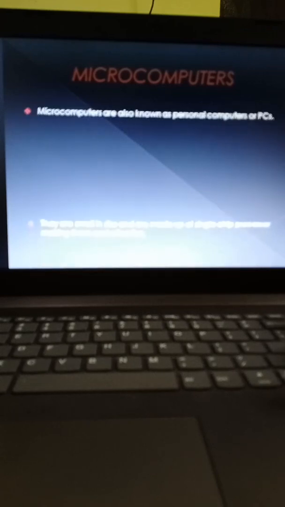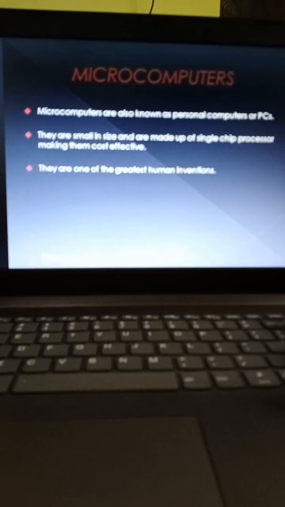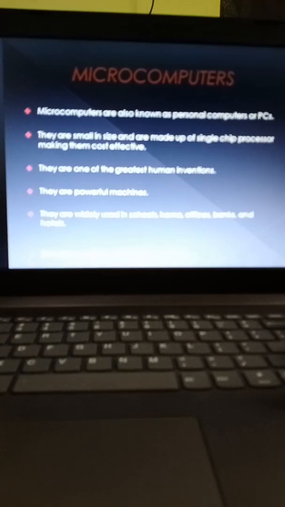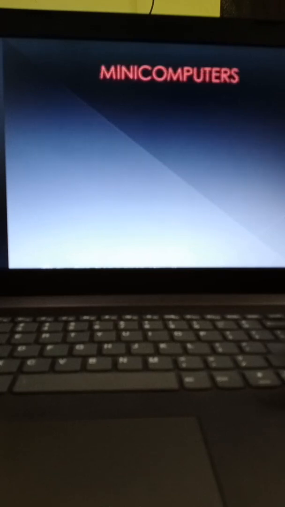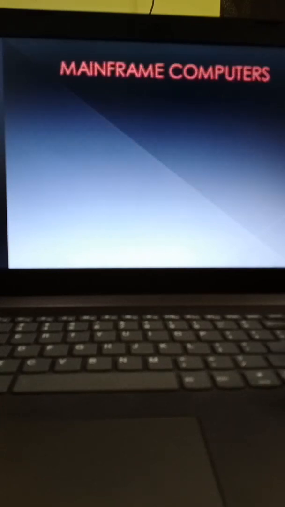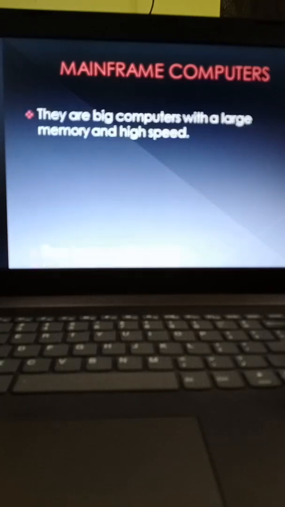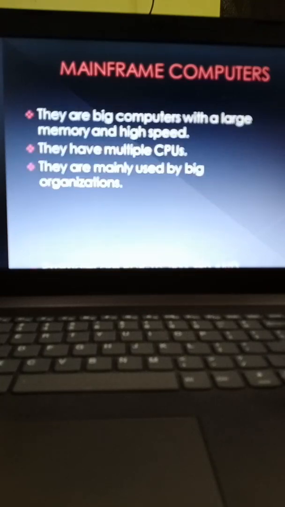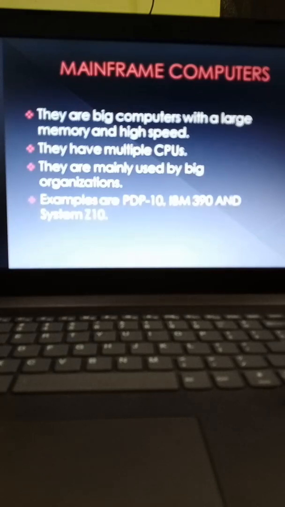So, microcomputers, their features, examples are C64, IBM PC, etc. And minicomputers, their features, their examples, VAX computers, PDP-8, etc. Mainframe computers, their features, their examples are PDP-10, IBM 390 and System z10.